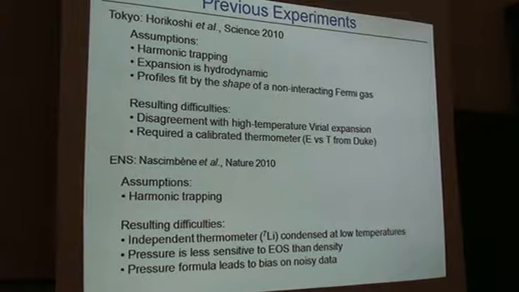Then in Paris, they had to assume harmonic trapping as well. They used an independent thermometer, lithium-7, which was swimming together with the fermions. It's a boson. It was happily in thermal contact. That's very good. However, unfortunately, this species condenses at very low temperatures, and then it stops being a very good thermometer. They acquired the pressure and not the density equation of state. Essentially, the pressure is the integral of the density over the chemical potential, and it is just less sensitive to the equation of state than the density before you integrate. So that might be an issue.